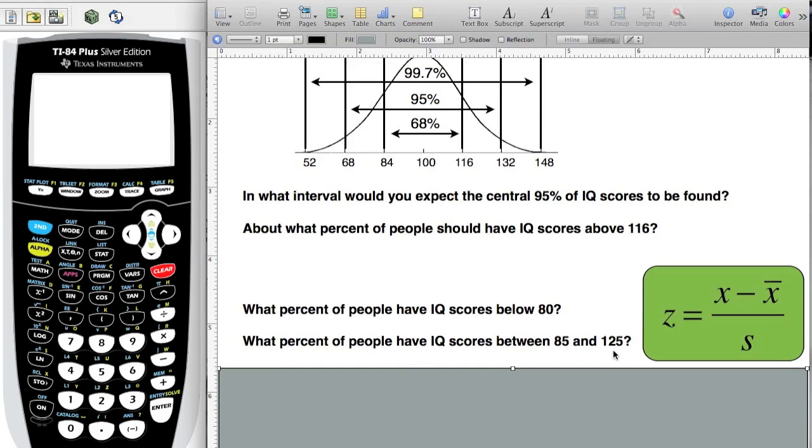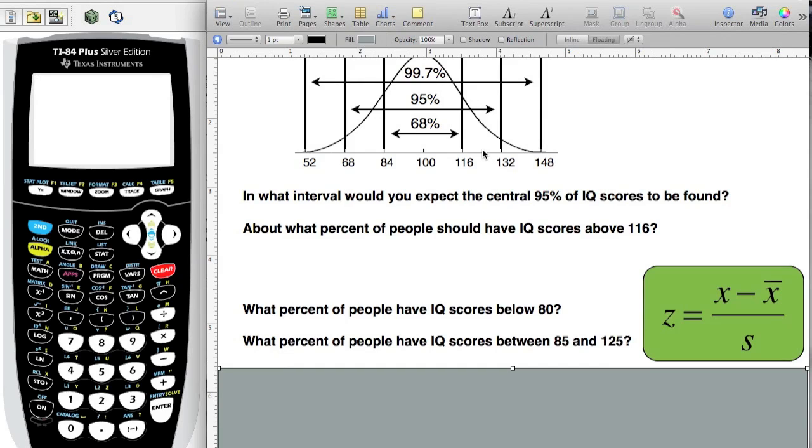Between 85 and 125. Well, if it was one of these numbers, I could just find it and add the percentages up in the middle. Unfortunately, 85 is now just slightly larger than that one, and 125 is right about in between here. And do not ever think, oh, look, it's halfway, I'm just going to divide by 2. There's way more area on this side than on this side, so it is not like a square or rectangle.